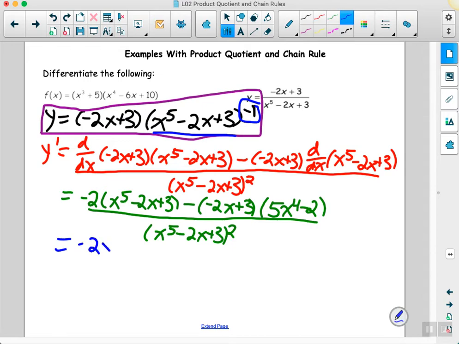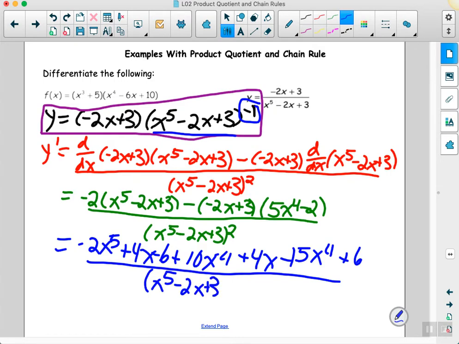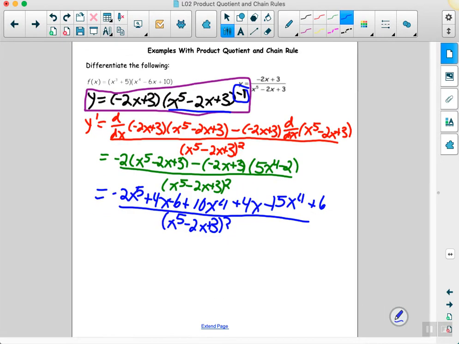So -2x to the 5th plus 4x minus 6 plus 10x to the 4th. Negative times negative times negative. 2x times 2 is plus 4x. -3 minus 15x to the 4th. And then plus 6. All divided by x to the 5th minus 2x plus 3, all squared on the page.